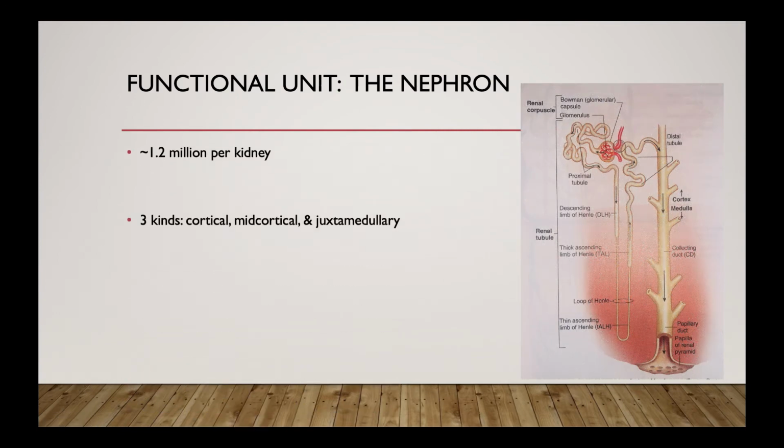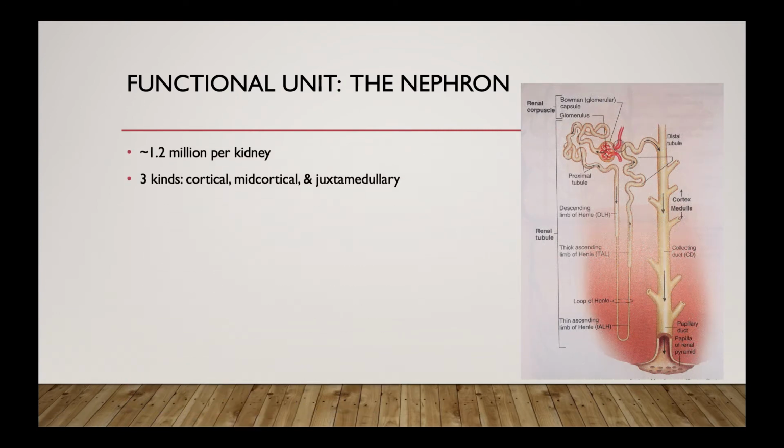The nephron is considered the functional unit of the kidney, and there are well over 1 million of them per kidney. There are 3 different kinds. It's not all that important to know, but they are cortical, midcortical, and juxtamedullary. If you look over here, it's not totally obvious, but there's a little line drawn here, and this is what I was just mentioning, where part of it's in the cortex and the other part is in the medulla. So let's just go through this.